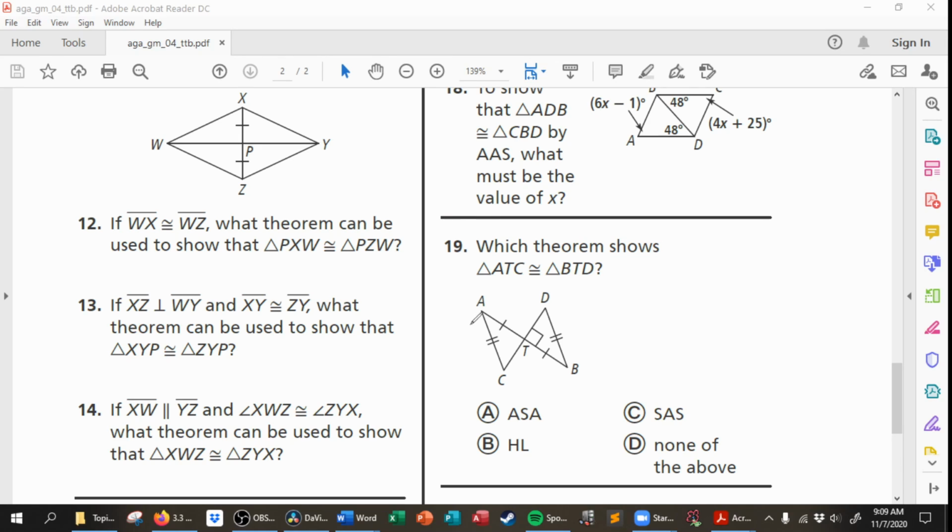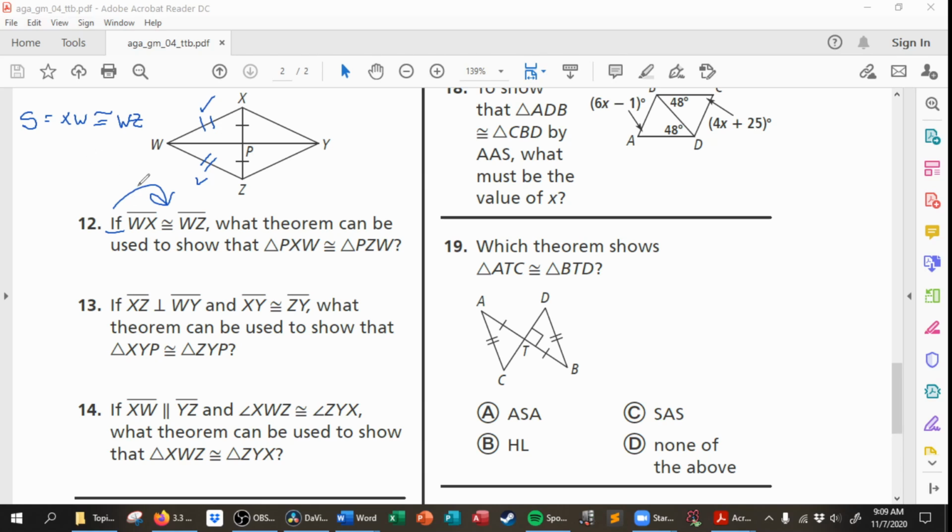So if WX is congruent to WZ, let's mark those. That's our hypothesis, right? If something, then what theorem can be shown? Well, I can see that if I flip this over the line YW, these are in fact the corresponding congruent parts. So my first side would be XW being congruent to WZ.